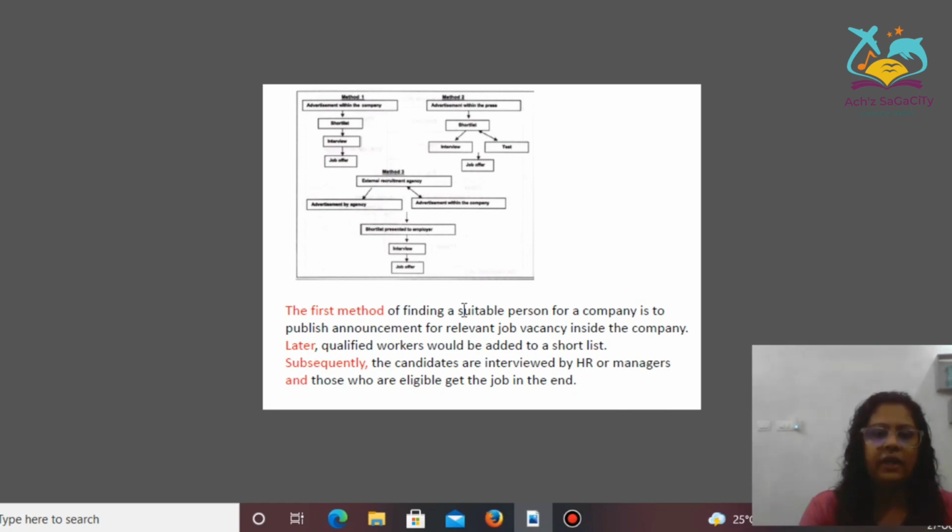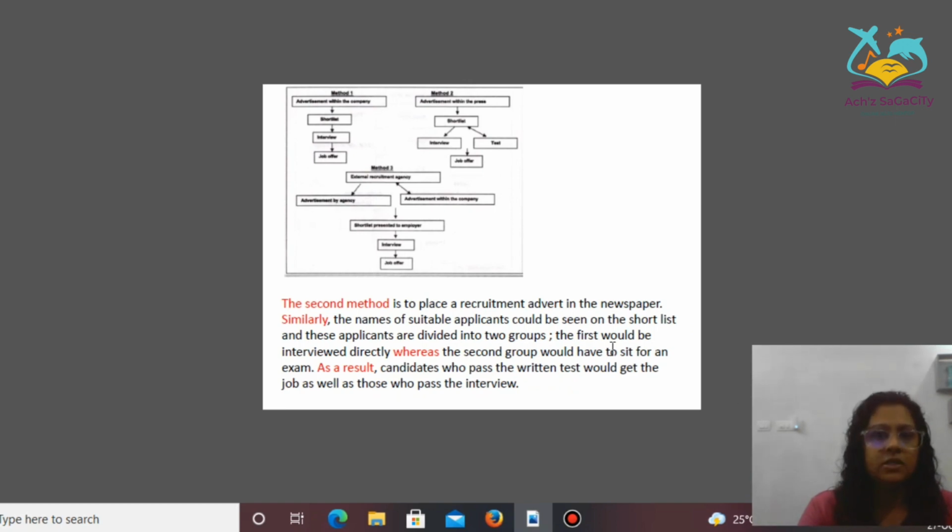The first method of finding a suitable person for a company is to publish announcement for relevant job vacancy inside the company. So they are just announcing the job vacancy inside the company. Later, the qualified workers would be added to a shortlist. Subsequently, the candidates are interviewed by HR or manager, and those who are eligible get the job in the end. So here we used the time connectors like the first method, later, subsequently, and also. But 'and' and 'but' we are able to repeat because they are the sub-connectors. So we are not allowed to repeat the main connectors.